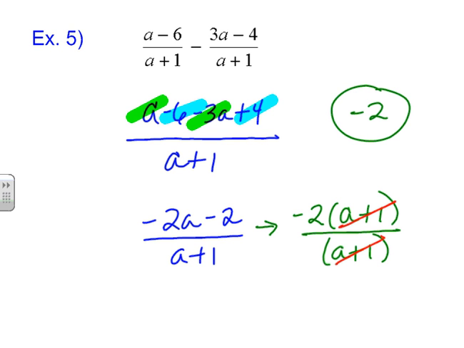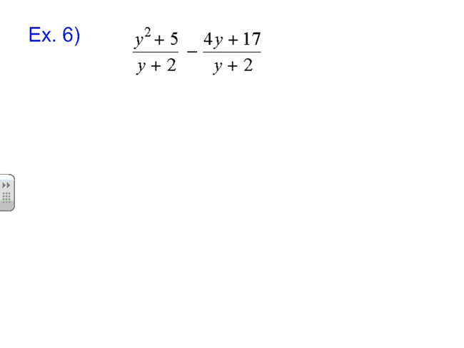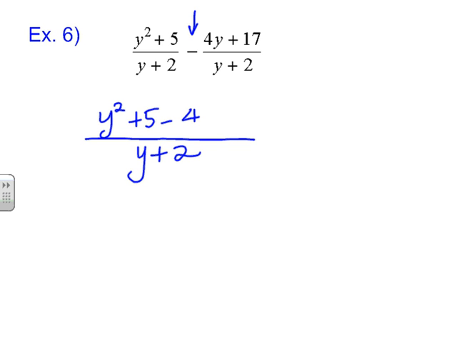We'll look at a couple more, a little bit more involved, with some binomials leading to trinomials. Here we have a subtraction problem, y squared plus 5 divided by y plus 2, and we're going to subtract from it 4y plus 17 divided by y plus 2. So once again, we're going to keep that denominator of y plus 2. Our numerator is y squared plus 5 minus 4y minus 17.